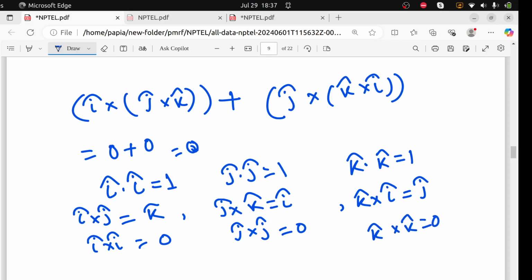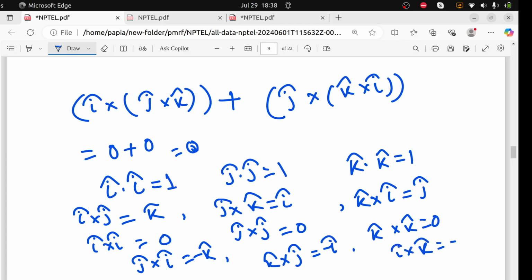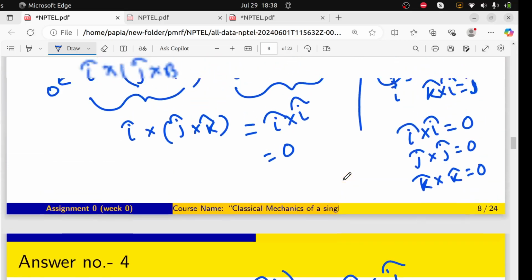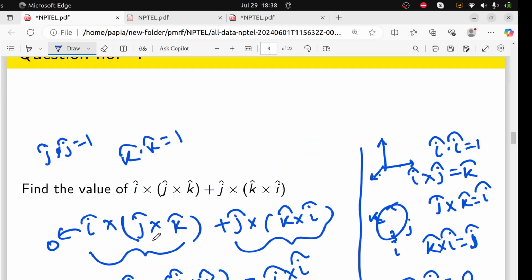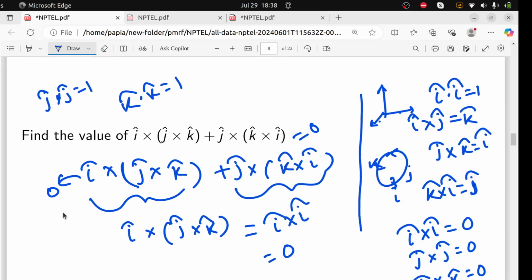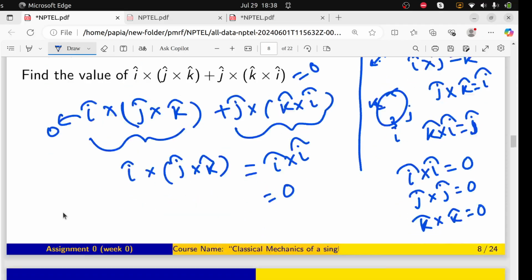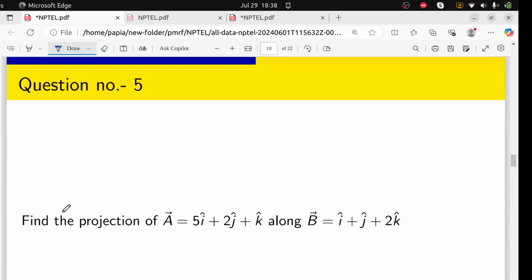All other things like i cap cross i cap is 0, j cap cross j cap is 0, k cap cross k cap is 0. And if I want to know the value of j cap cross i cap, that will simply be minus k cap. k cap cross j cap is minus i cap. i cap cross k cap is minus j cap. Okay, this is the thing. So if you use these notations, then you get to know that the value of this expression, i cap plus j cap plus k cap plus j cap plus k cap plus i cap, is equal to 0. I think it's fine.